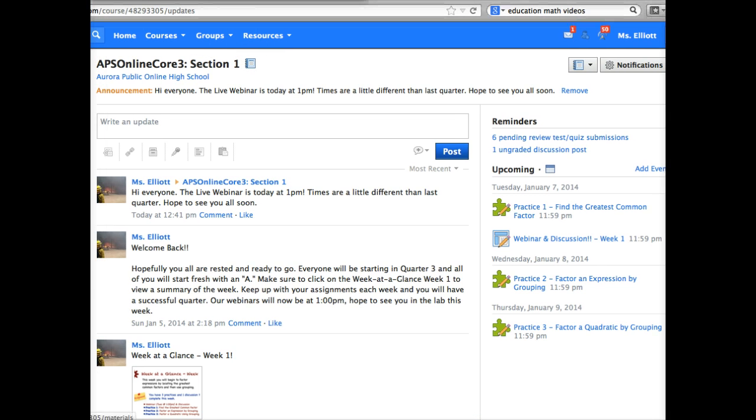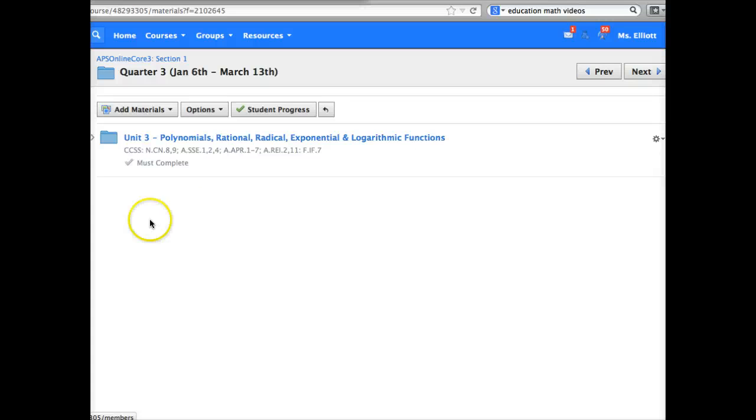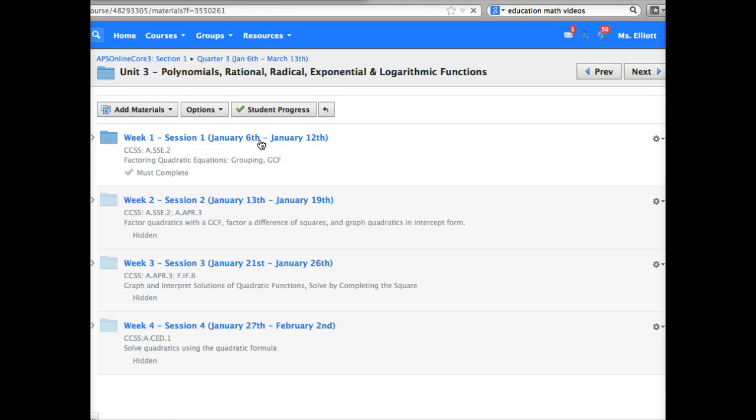You go into materials, you go to quarter 3. It's going very slow. You'll see it says unit 3 right here. So you're going to unit 3, and then we're in week 1. You can't see weeks 2, 3, 4 yet, which you're probably happy about. You only want to see week 1.